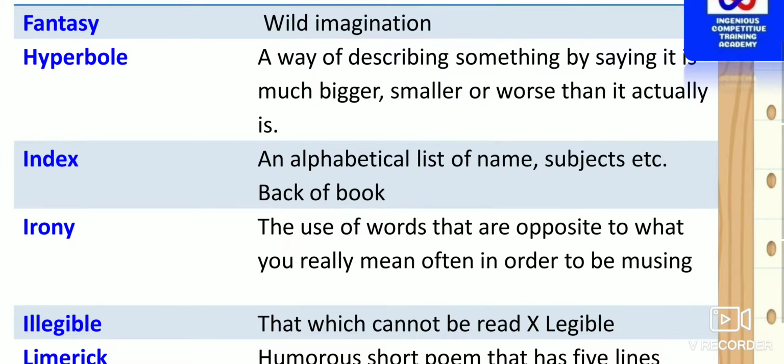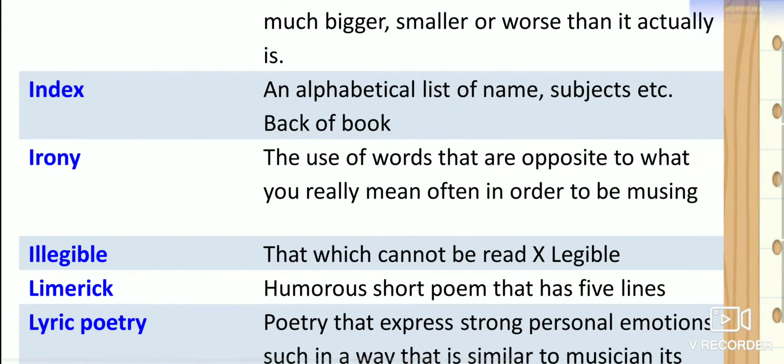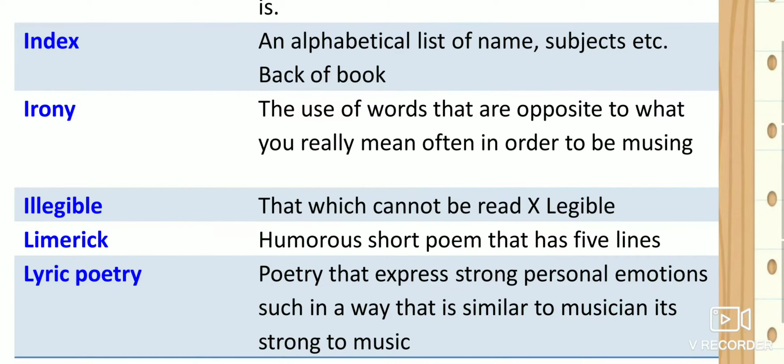Couplet means which has got 2 lines. Here we have the limerick, which is a 5-line poem. So that is important: limerick has got 5 lines and couplet has got 2 lines. Lyric poetry means poetry that expresses strong personal emotions in a way that is similar to a musician, it's close to music. Next we have metaphor, a way of describing something by referring to it as something different and suggesting that it has similar qualities to that.